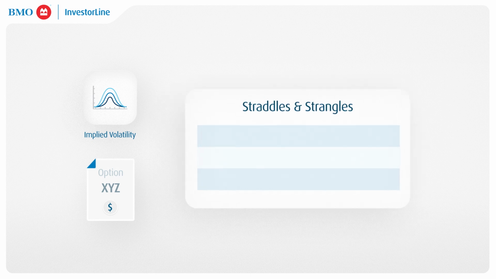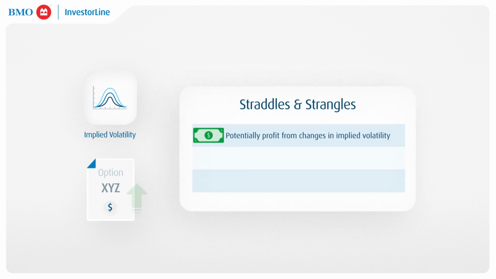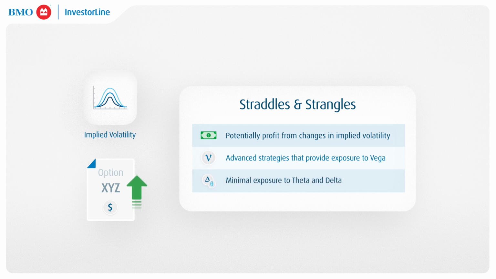Overall, options provide a unique opportunity to potentially profit from changes in implied volatility, even if the underlying doesn't move. These are typically more advanced strategies that provide exposure to vega with minimal exposure to theta and delta. We hope this video has provided you with an understanding of how you can trade changes in IV and the spectrum of strategies for it.